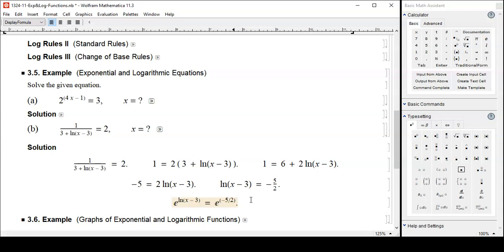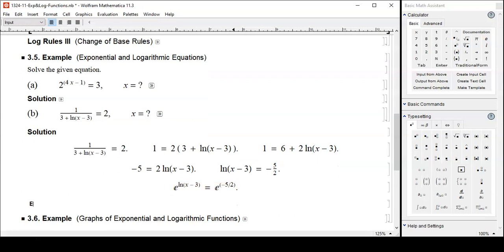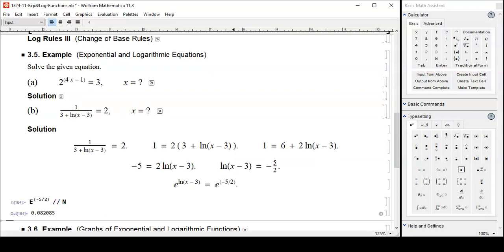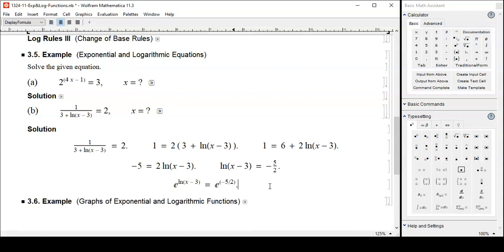e to the negative 5/2, no matter how complicated, it's a number. As a matter of fact, you can use your calculator to find out precisely. 0.082 something something. Did I say precisely? Sorry, approximately. The precise expression is this one. But then again, remember, what is the purpose of this? Log and exponential. Killing these off, that was the purpose, wasn't it? That's why we took the exponential.